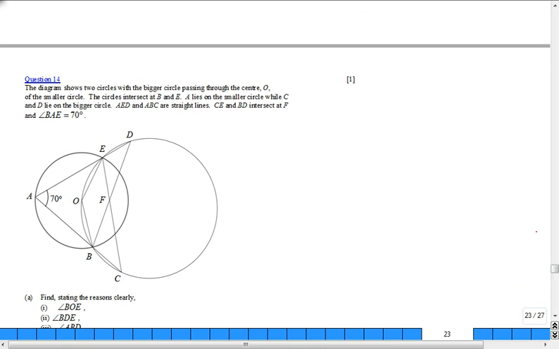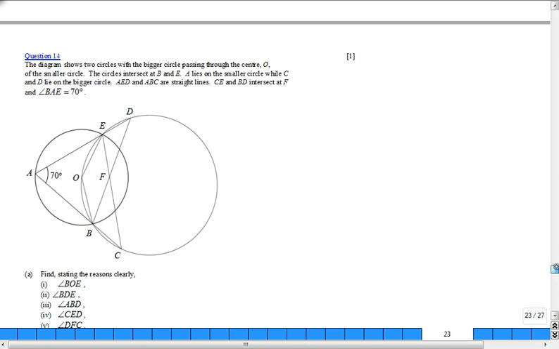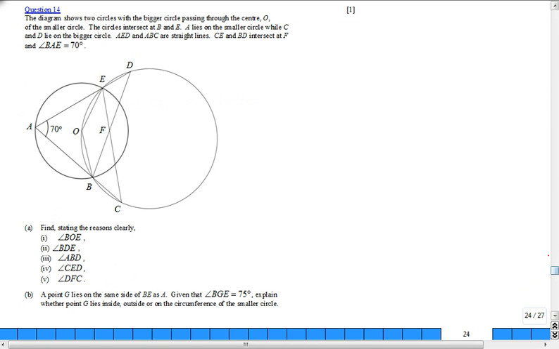Okay, question 14. A. B. Do you need me to go through part B? Explanation.